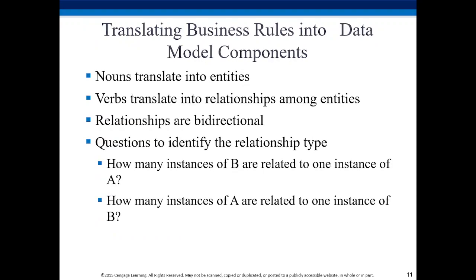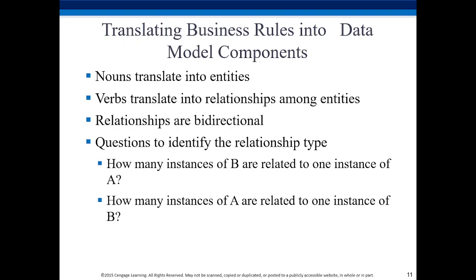So, translating business rules into data model concepts. These are some notes. First, nouns are translated into entities. So we have employees, teachers, students, managers, department heads, maybe president, dean. Those are the nouns present in the business rules, so they can be translated into entities. These are the entity names. And then we have verbs. Verbs translate into relationships among entities.